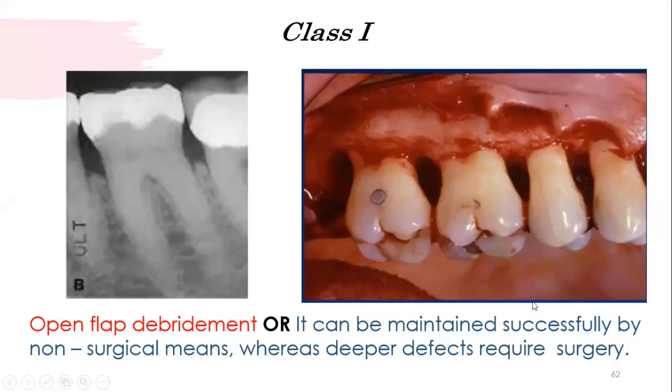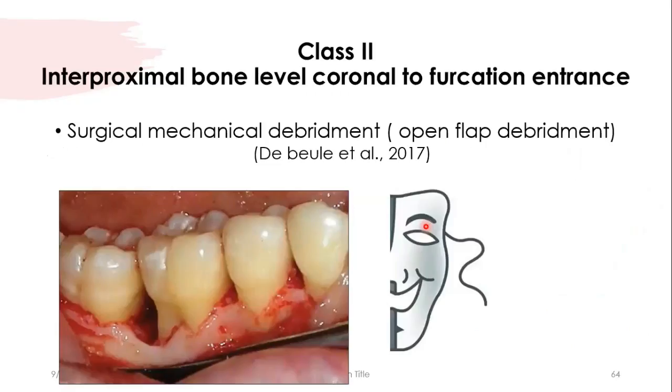As I mentioned, in class 1 some papers reported that I can do open flap debridement, or it can be maintained successfully by non-surgical means, whereas deeper defects require surgery. In class 2, when I have interproximal bone level coronal to the furcation entrance, I mean here the smile face, I need to make a surgical mechanical debridement or open flap debridement, which depends on the severity of the case, if it needs surgical debridement or deep subgingival debridement.